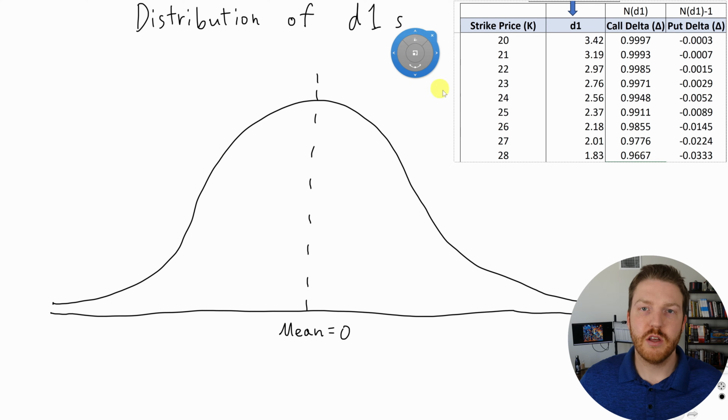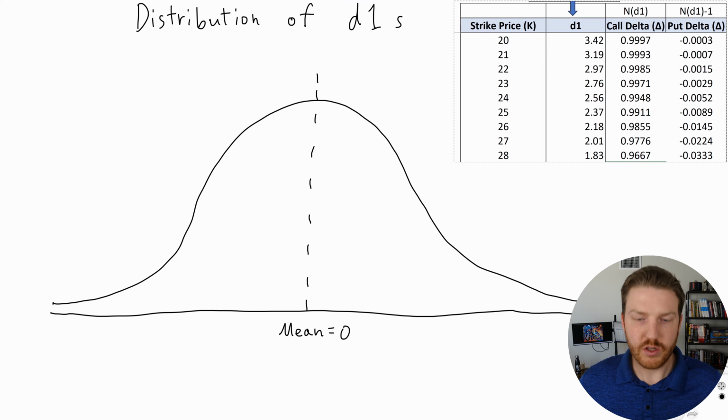So I'm going to call this distribution of D1s, and we're going to assume a standard normal bell curve. And basically, these are all the possible different values that D1 could take, and we're assuming that the mean would be equal to 0. So if we just pick out a random example, say we look at a strike price of 25. That gives us a D1 of 2.37. So let's say I drew this out here at 2.37 is our D1 value here.